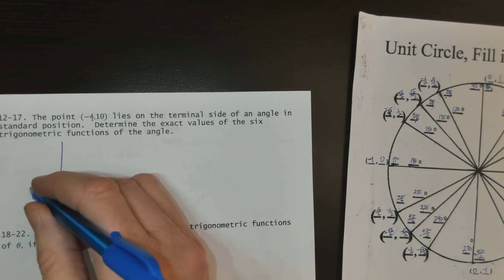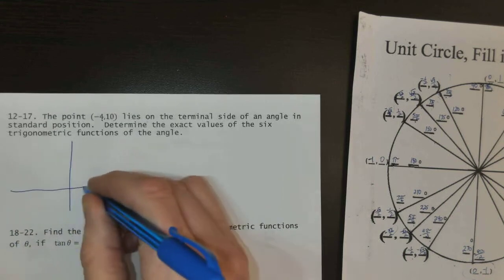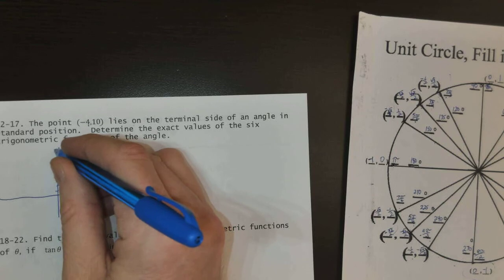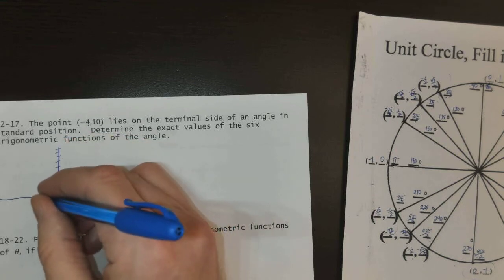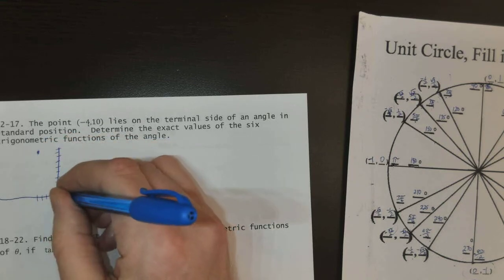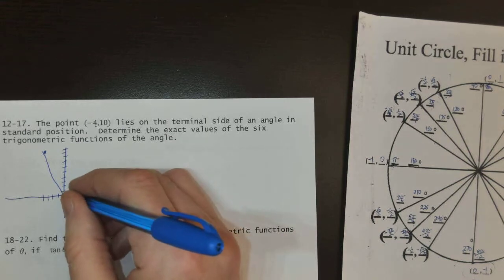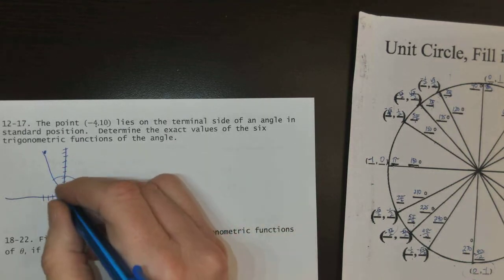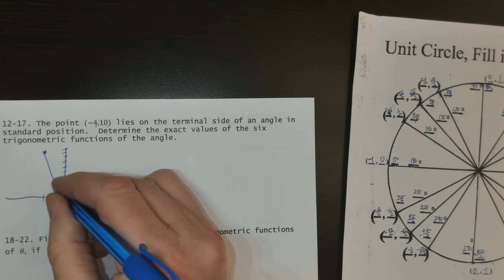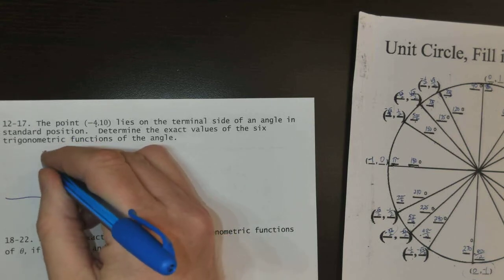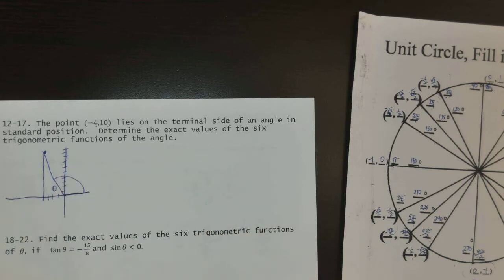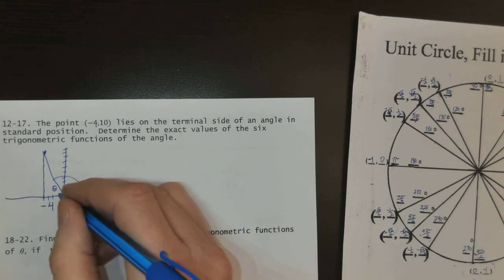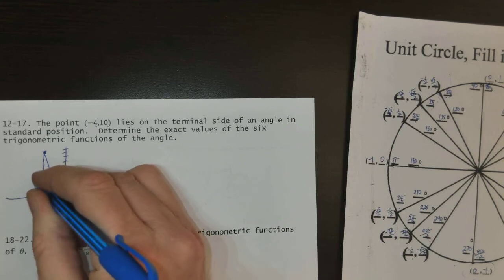All right, -4, 10. So 1, 2, 3, 4, 5, 6, 7, 8, 9, 10. 1, 2, 3, 4. We're right here. So here's our angle, and we can use this right here as theta prime. Make it with the x-axis always. That's 4, and let's actually use -4 there, and that is 10.